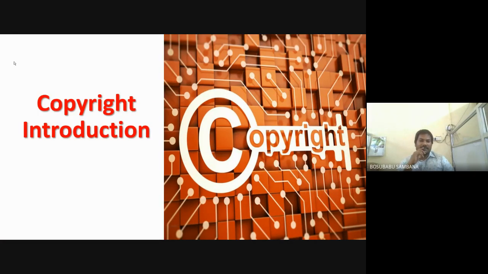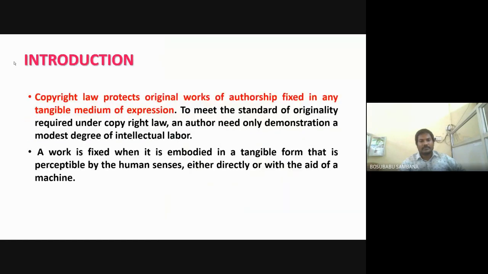This comes under copyrights. What is copyright? In the previous session we discussed what copyright is, how the Copyright Act was created, its early days and the copyright mechanism. But right now we are discussing in depth what copyright is. Copyright law protects original works of authorship fixed in a tangible medium of expression, meeting the standard of originality required under copyright law, along with the act.